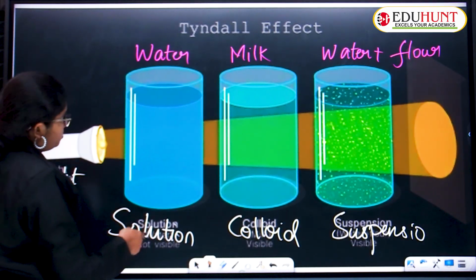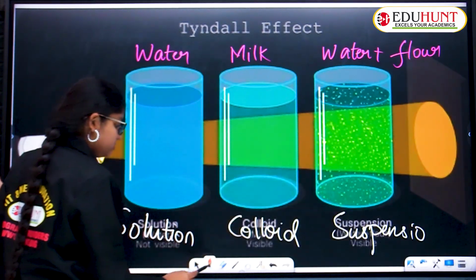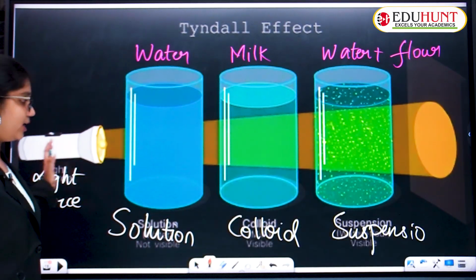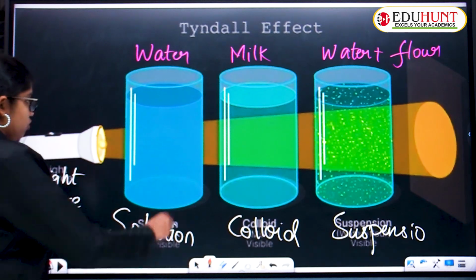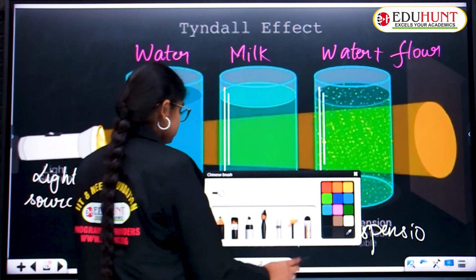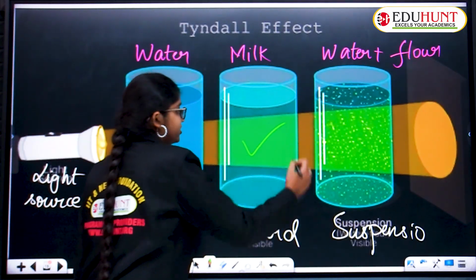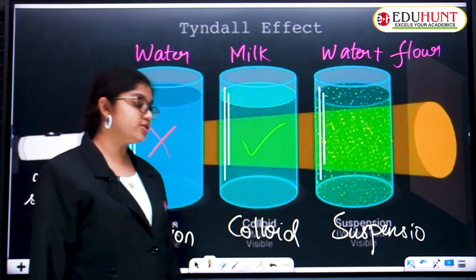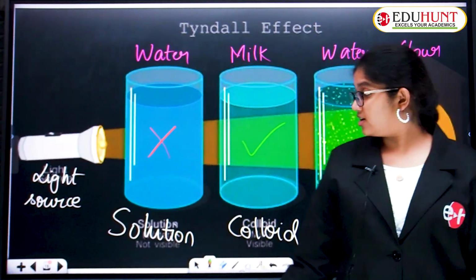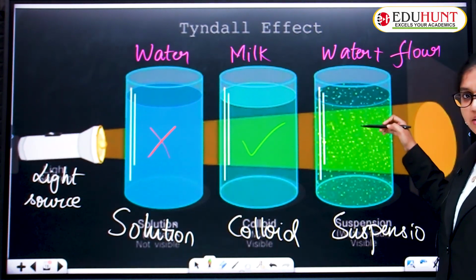So the light passed through this solution, the water we took. Do you see any visibility of the light, children? Is there a path of light inside? No, not there. What about this colloidal solution? Is there a path of light? Yes, scattering is done. And in suspensions, you can see the flour also, the flour is visible, since it is not completely mixed.